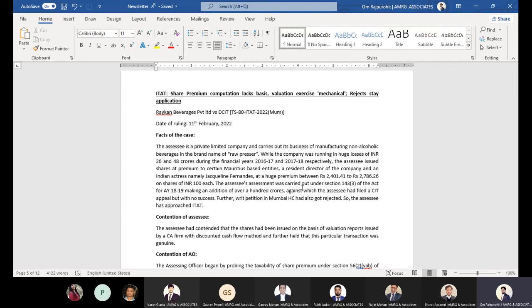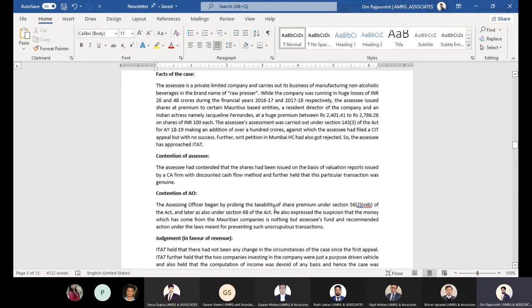So the department also took note of it, and held that since the company is already in losses, there is no basis on which such a huge security premium can be given to a company that is already in losses. So it seems that it is money routed through Mauritius, and it is completely black money. So the tax officer has also invoked section 68, which talks about credit of unclaimed or unexplained money.